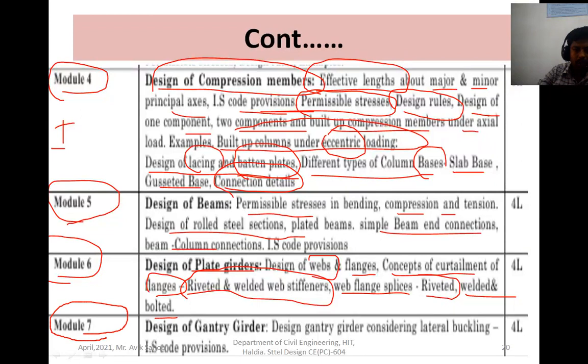In module 7 you learn the gantry girder, which is basically used in a factory shed where the goods are transported through the gantry girder inside the factory shed. So how the gantry girders are designed, that also we understand, and we learn what are the provisions given to design the gantry girders.